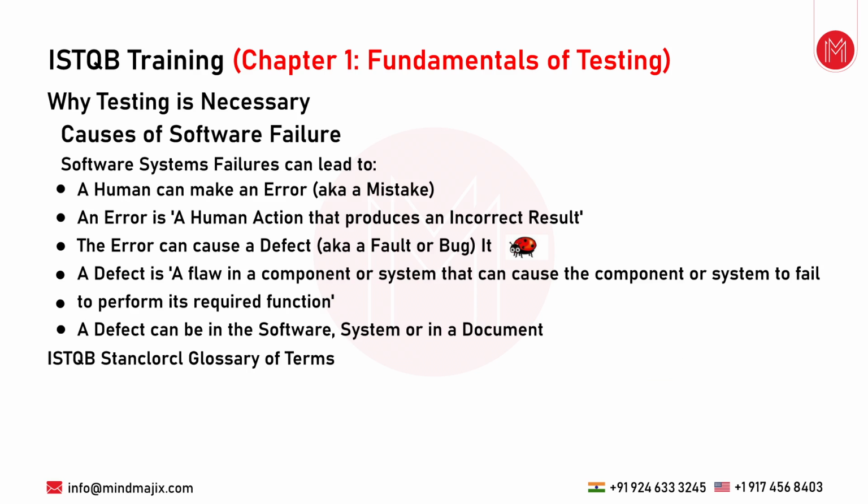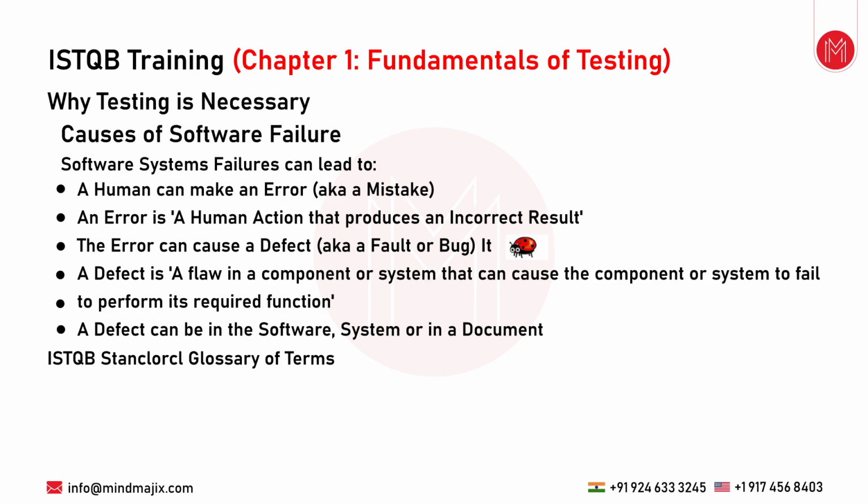Causes of a software failure: we are human. While testing the software, we miss something. So a mistake created by a developer or a functionality missed by a tester, a human can make a mistake. So when a human makes a mistake, then an error occurs. An error is a human action that produces an incorrect result.